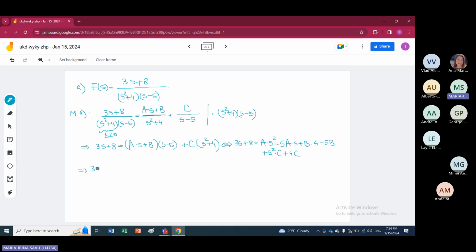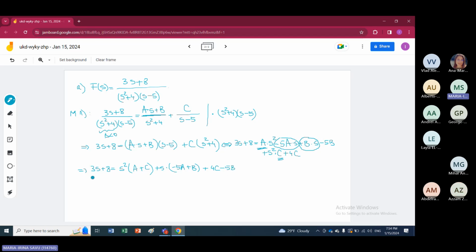Okay, we have that 3s plus 8 equals, we have s squared times a plus c, okay, plus s times, we have here minus 5a plus b, and the free terms are 4c and minus 5b.